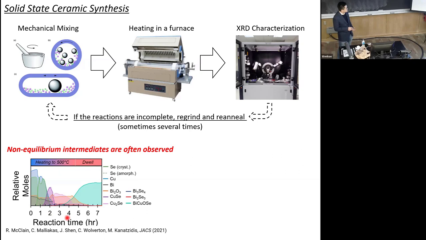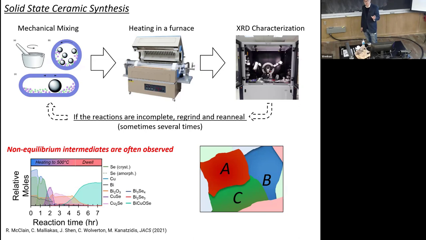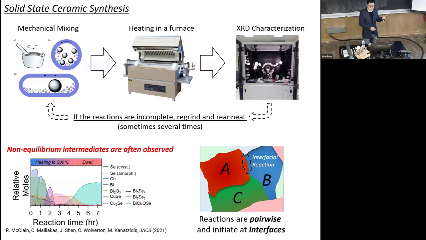And we might be able to figure this out by thinking a little bit about the microstructure of how these materials are coming together. If I'm forming a ternary ABC compound and I have precursors of A, B, and C, notice that all three of these cannot react simultaneously at this tiny point in space, okay? All the reactions will actually initiate at the interfaces between two precursors at a time. So they're pairwise and they initiate at interfaces.